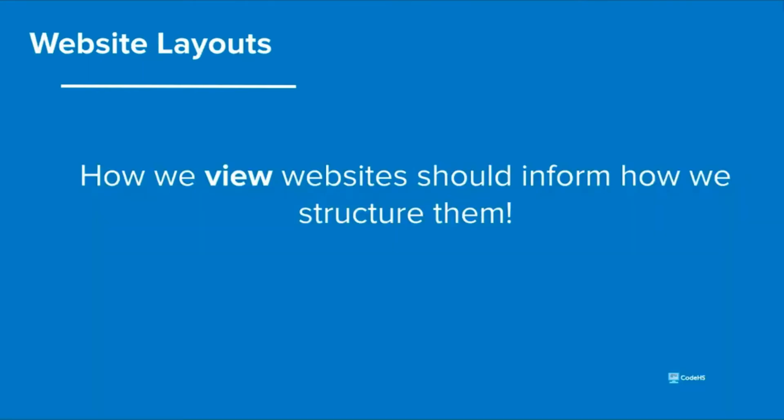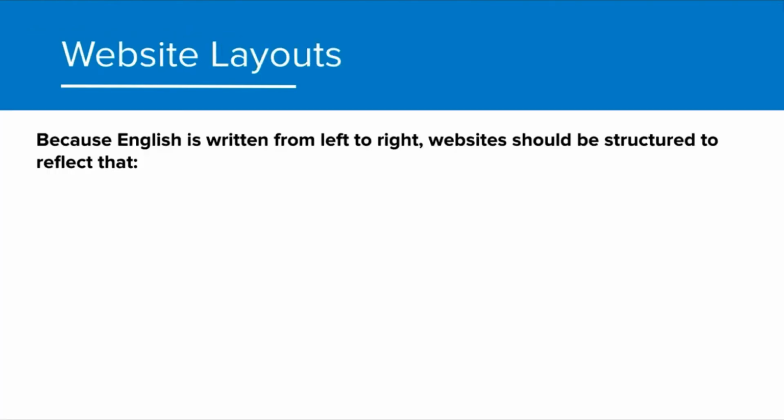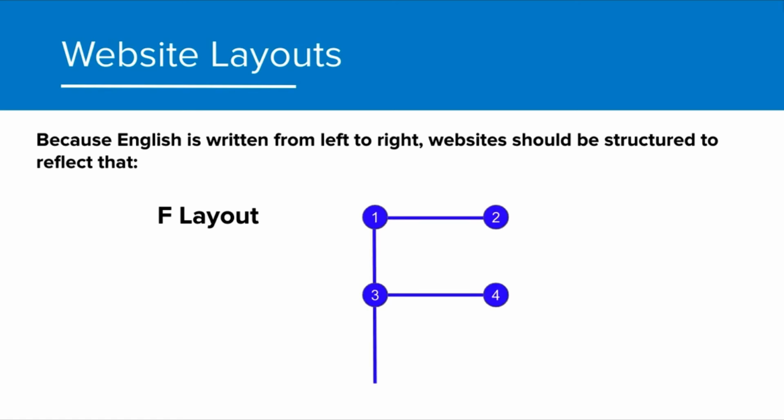While the overall structure of a web page is arguably most important to developing a website, how we view websites should inform the structures that we end up choosing. In creating a website, we must consider how most people will interact with it. Because English is written from left to right, websites should be structured to reflect the way that users would naturally read them. To understand this, we will look at two different layouts, the F and Z layouts. The F layout is based on the notion that English-speaking users will start at the topmost left part of a website and read from left to right.